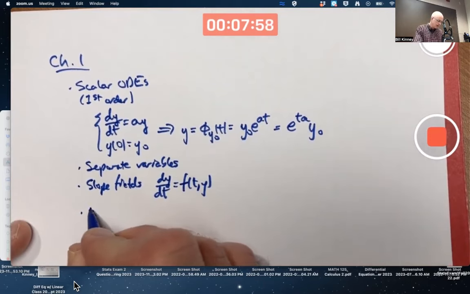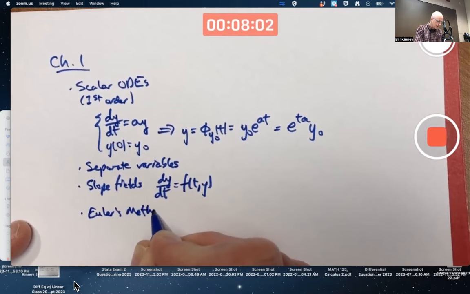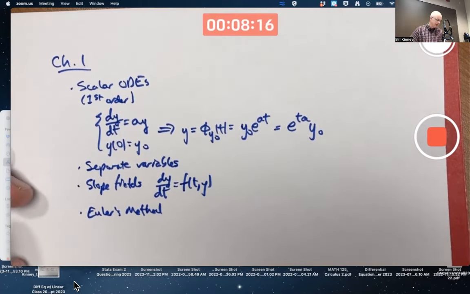And a numerical method, Euler's method, for approximating solutions with discrete points based on a step size delta t and a number of steps. I'm not going to have the time to remind you of every formula here. You should know the formula for Euler's method.